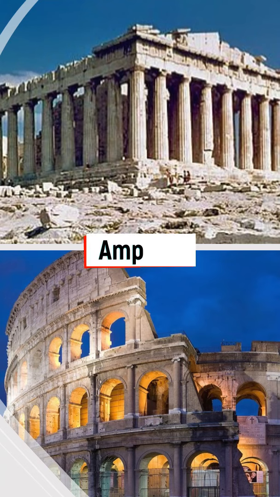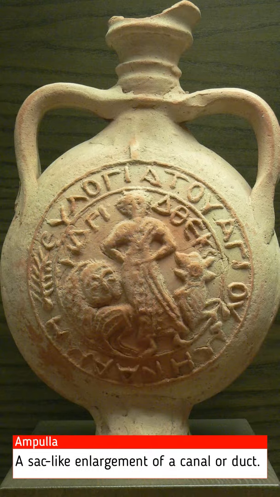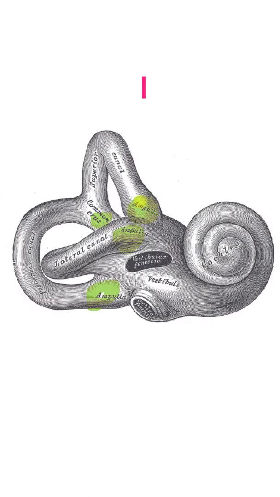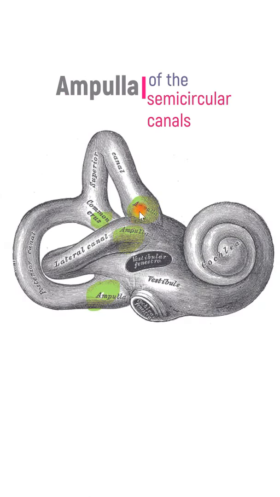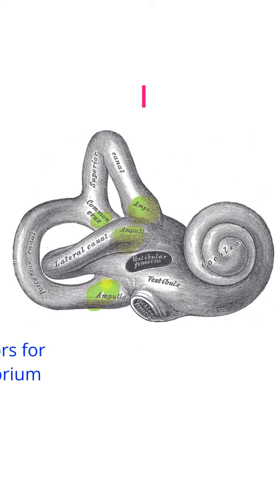Clinical and anatomical terminology is mainly based on Greek or Latin root words. Let's take, for example, the term ampulla. Ampulla is a roughly spherical flask with two handles used in ancient Rome. In anatomical terminology, the ampulla is present in the inner ear as the swollen enlargement at one end of each semicircular canal. It contains the sensory receptors for dynamic equilibrium.